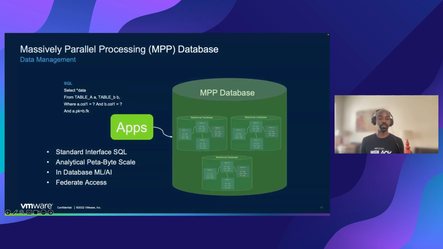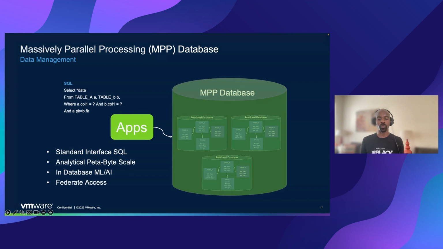A massively parallel processing database, or an MPP, is another database that supports the SQL interface. An MPP solution like VMware Greenplum supports larger volumes of data. You can manage petabytes of data by dividing it across multiple servers.